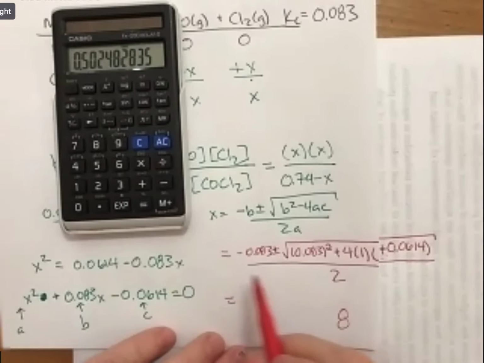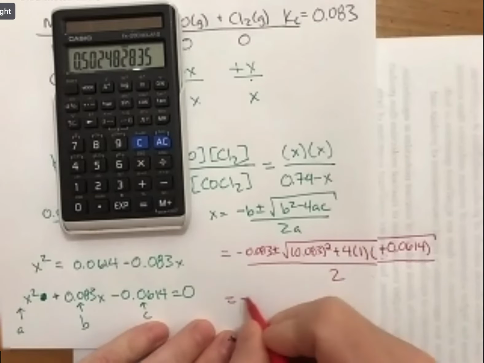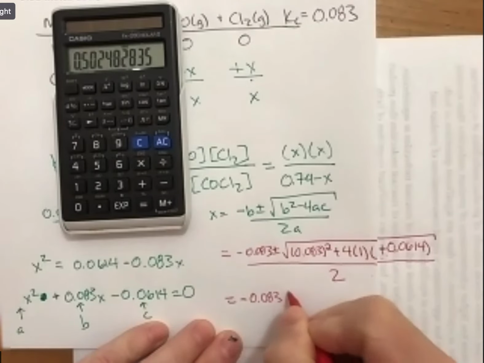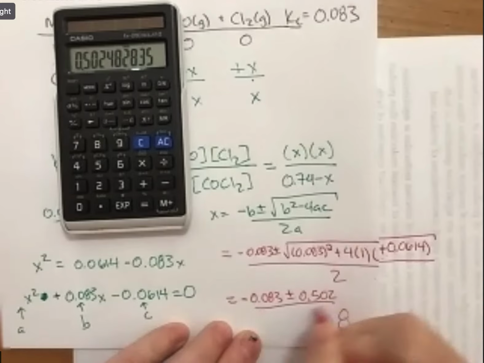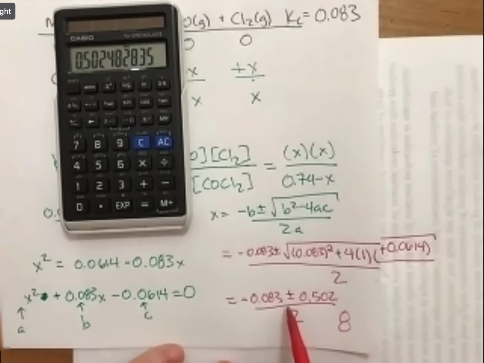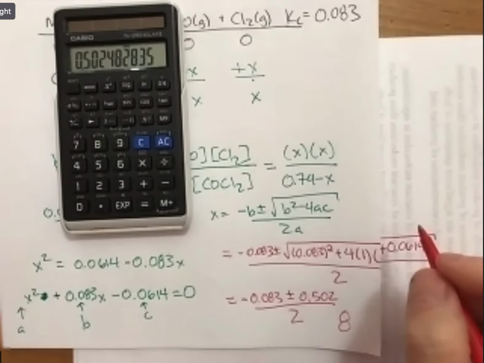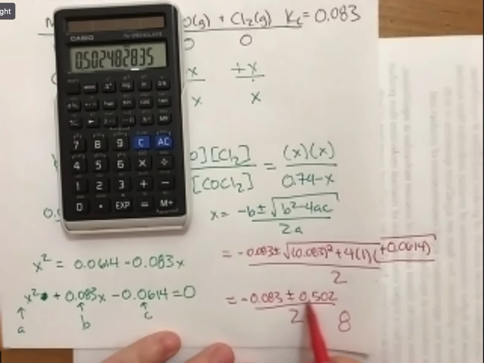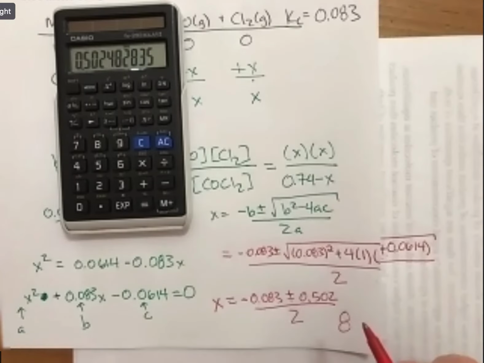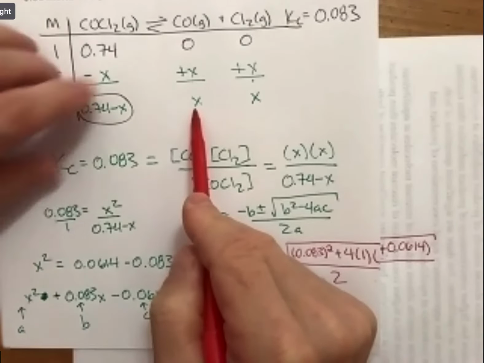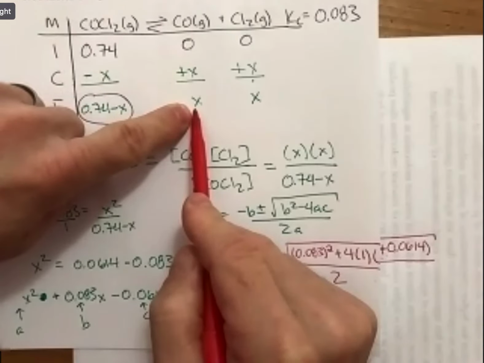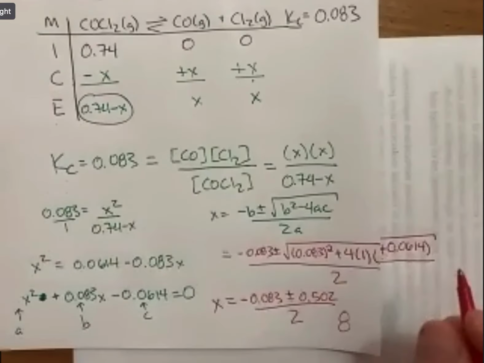So this is going to be taking this first term, 0 minus 0.083 plus or minus 0.502, over 2. My two roots for this are going to be, one of them is going to be positive and one of them is going to be negative. The negative answer, taking the negative root here, so x is an amount of reaction. So if x is negative, that means that this answer will be negative, which is physically impossible. You can write it down, but it's not going to be the one we need.